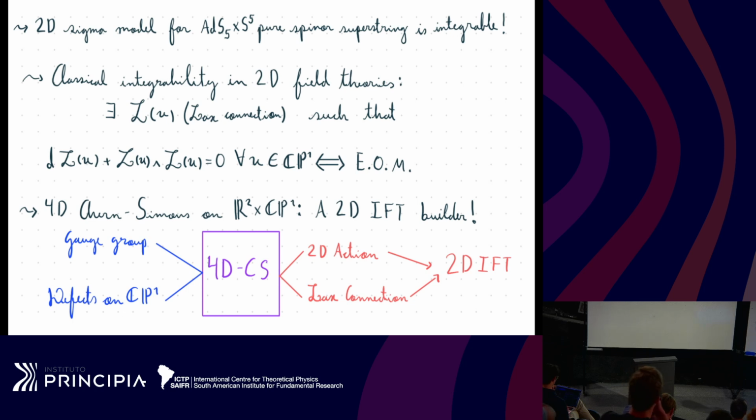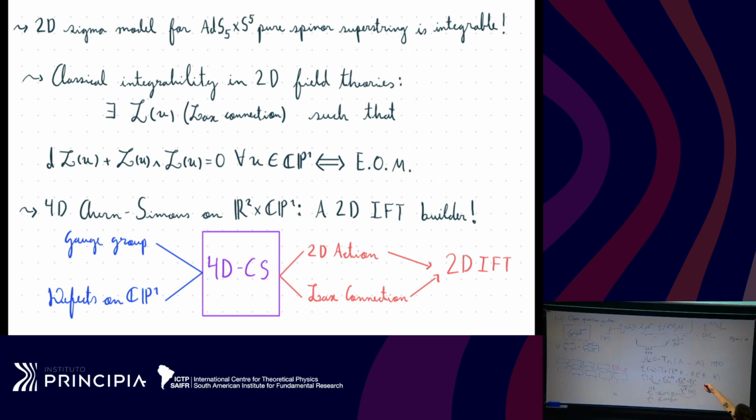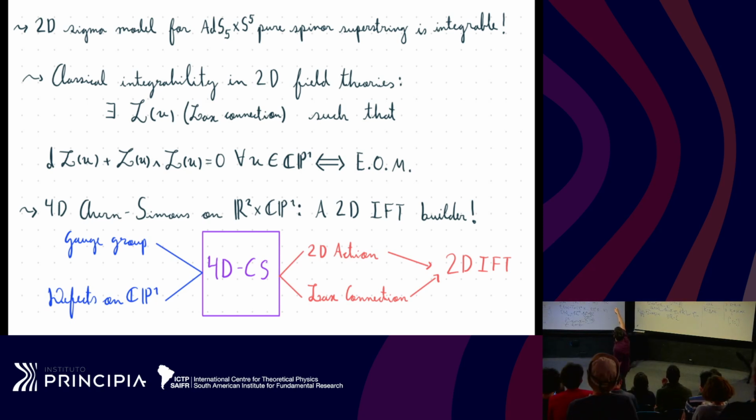a Lie algebra valued one form such that its flatness, which is this equation here, for all values of this parameter, complex parameter u, which we call the spectral parameter, is equivalent to the equations of motion. On the other hand, some years ago, Costello, Yamazaki, and Witten introduced this four-dimensional Chern-Simons theory, which is essentially a two-dimensional integrable field theory builder.